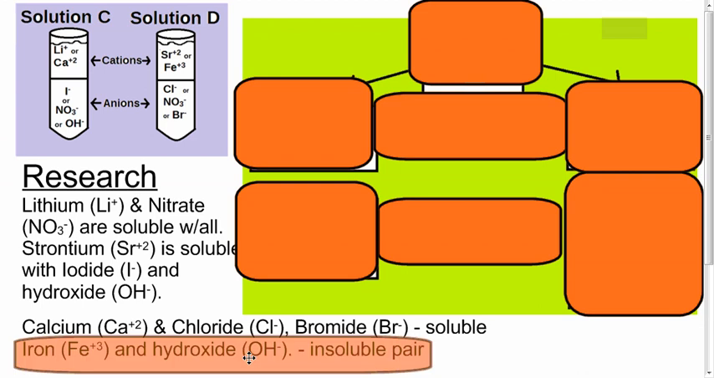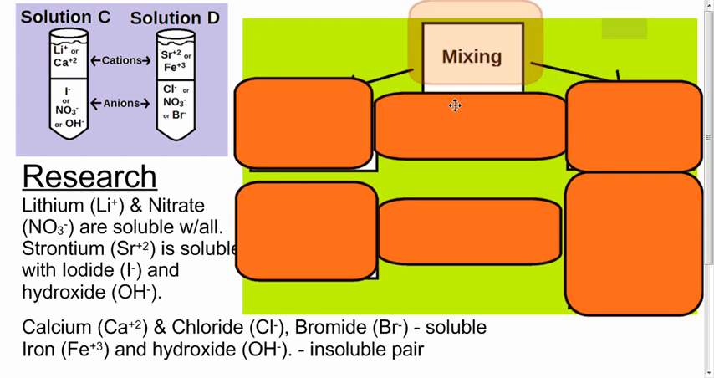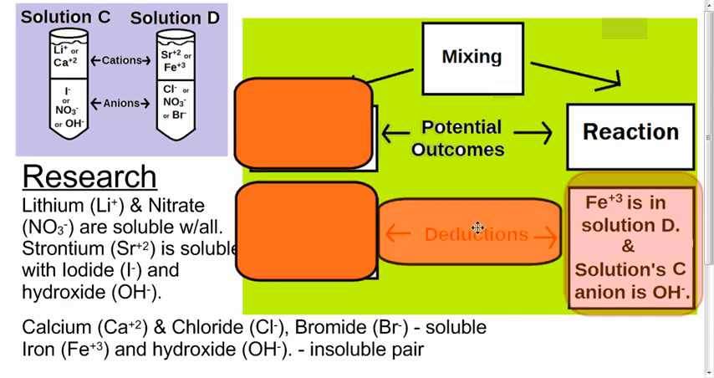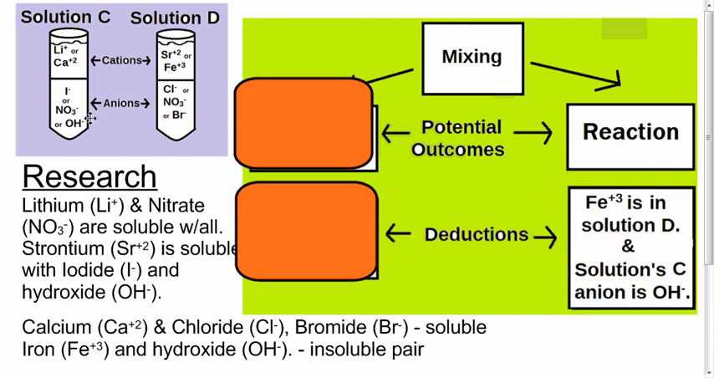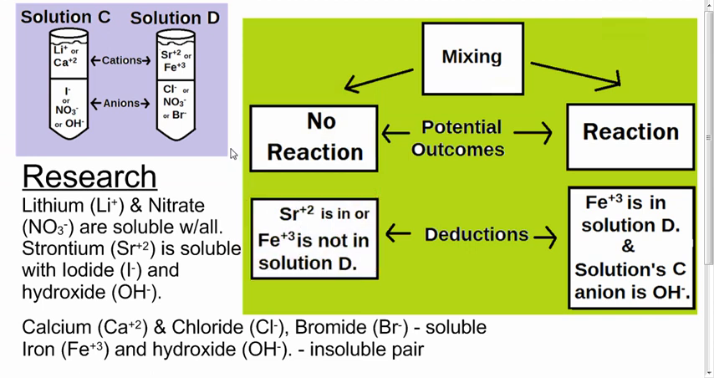And then the only insoluble thing that could be present would be iron hydroxide. So then I mix them, and let's say I see a reaction. That's going to confirm the presence of iron here and OH there. And on the flip side, if I don't see a reaction, that's going to confirm that strontium is present here, and it's not iron.